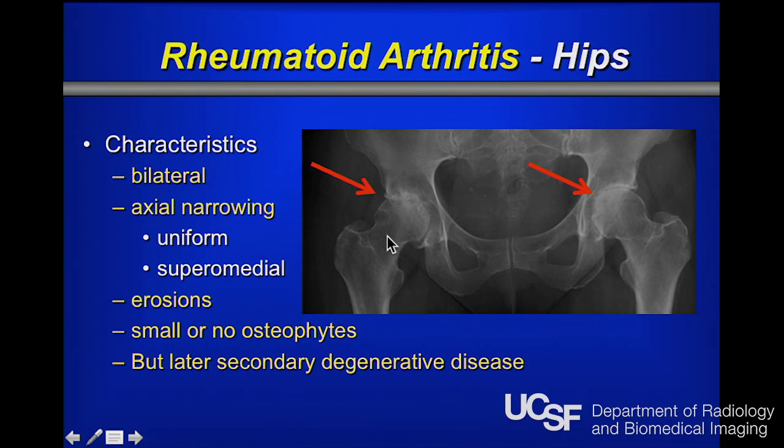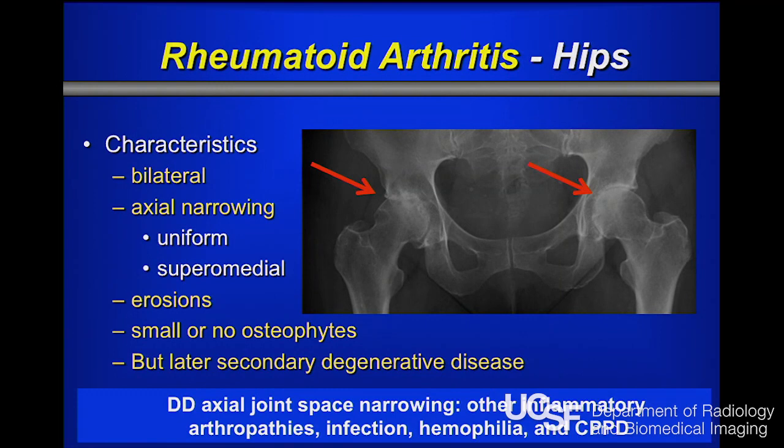In the early stages, you don't see osteophytes, maybe later, but keep in mind that in these weight-bearing joints, as the disease progresses, as the joints are more and more loaded, you will find secondary degenerative changes overlying these inflammatory disorders. And keep in mind that there is a differential diagnosis for axial joint space narrowing. It's not only found with inflammatory arthropathies, it's also found with infection, with hemophilia, and also with CPPD.